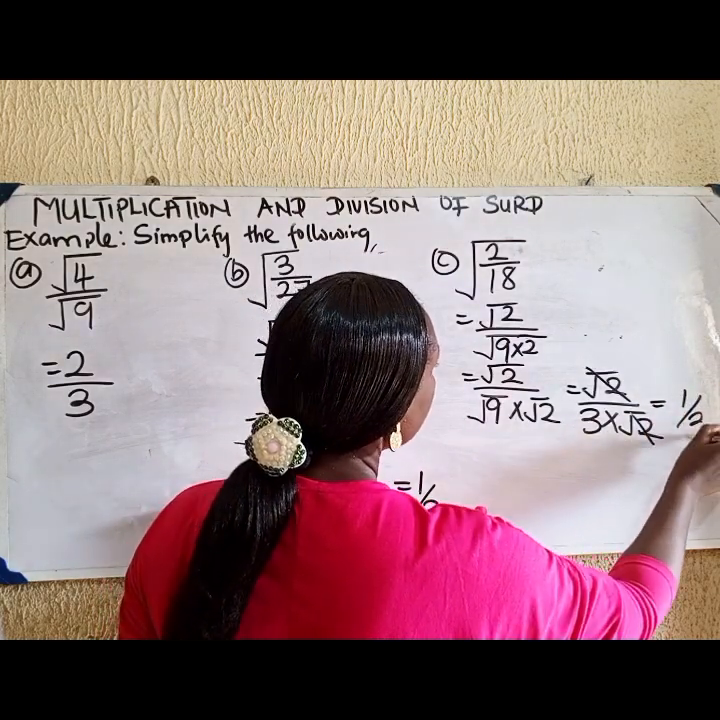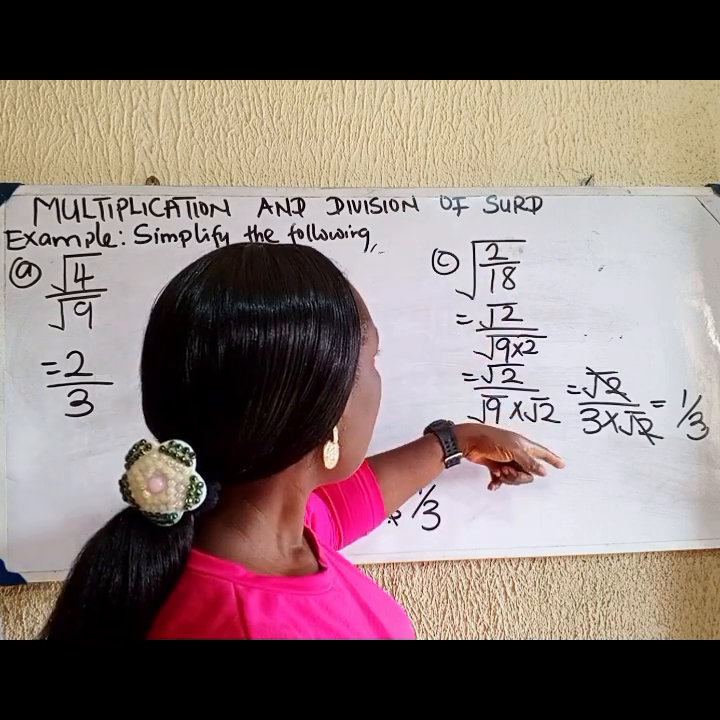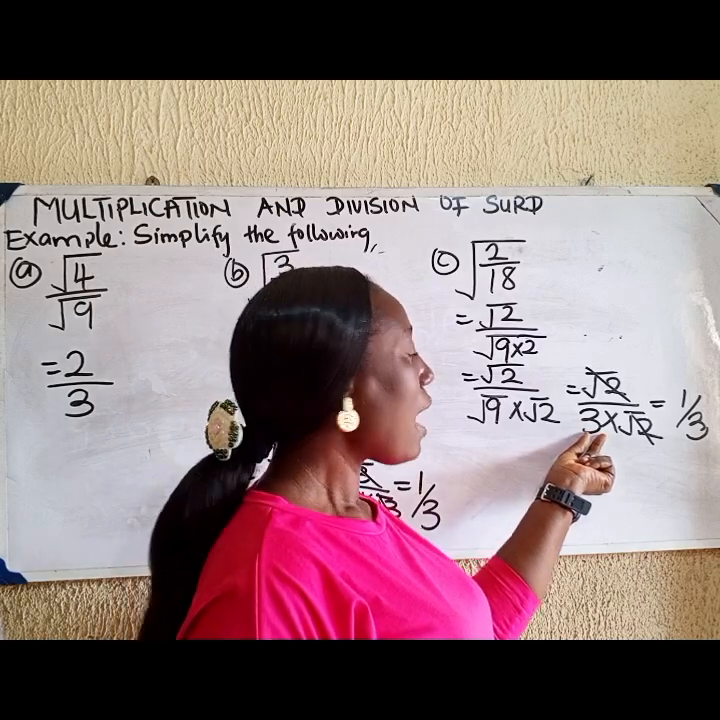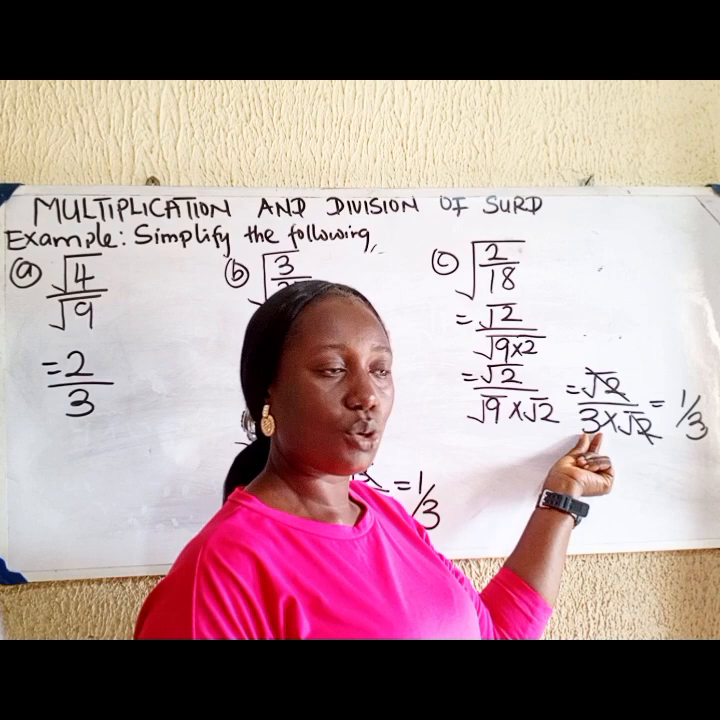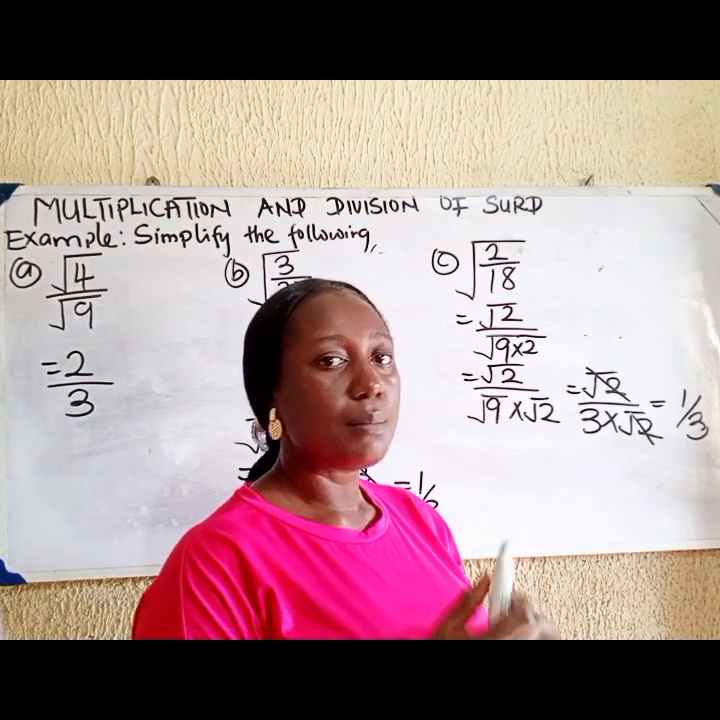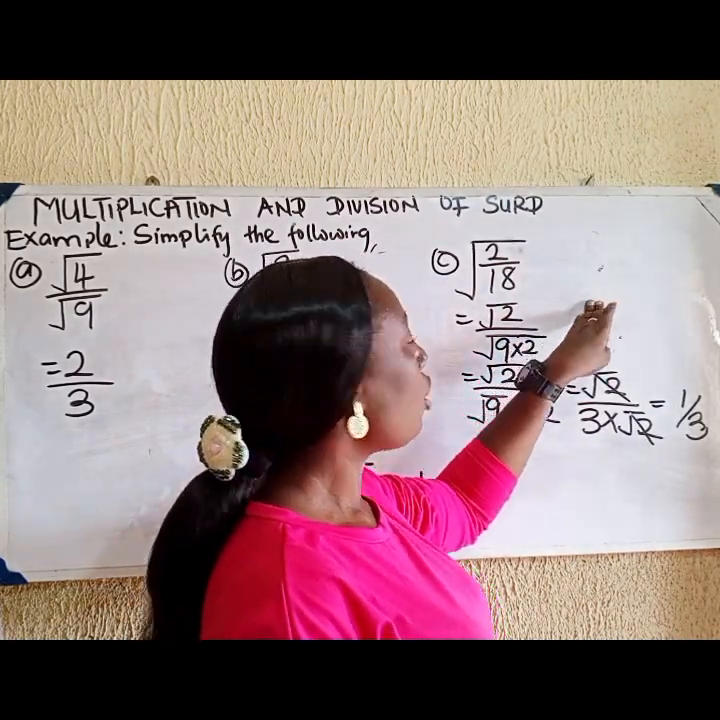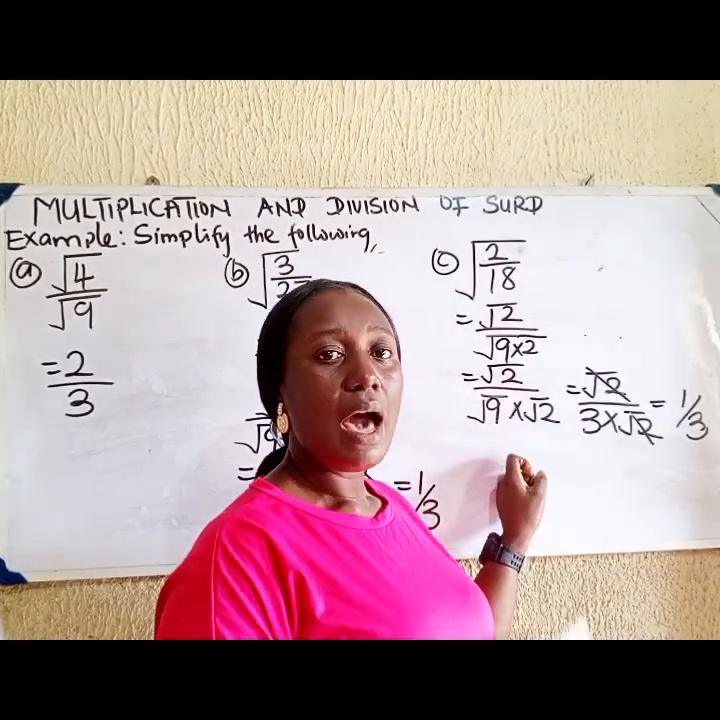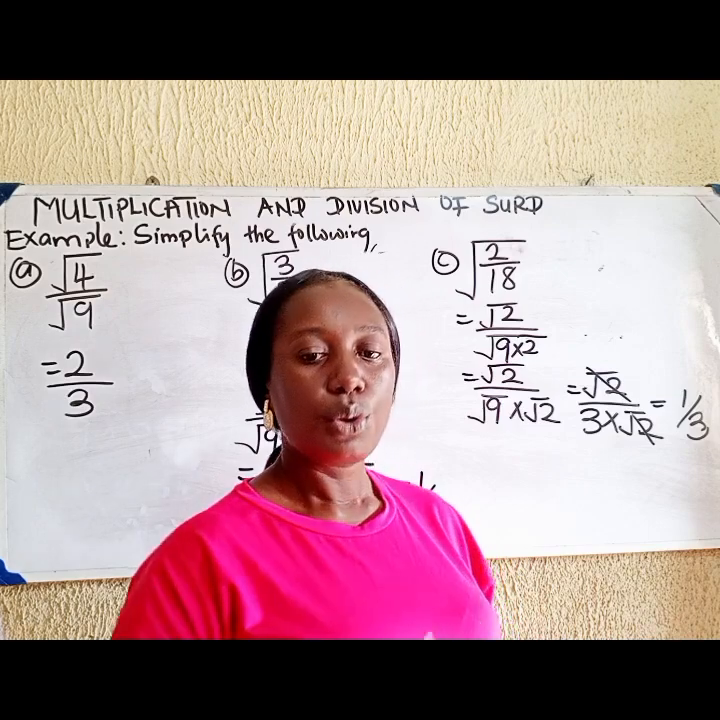1 over 3. Now assuming after dividing that you have roots at the denominator. Whenever you have roots at the denominator, you have to rationalize. Rationalizing means you multiply the numerator and denominator of that fraction by that root. By so doing, it will give you a rational number.